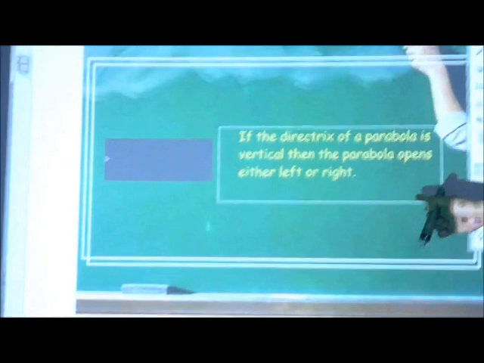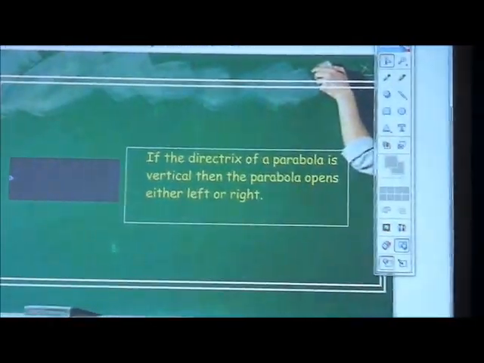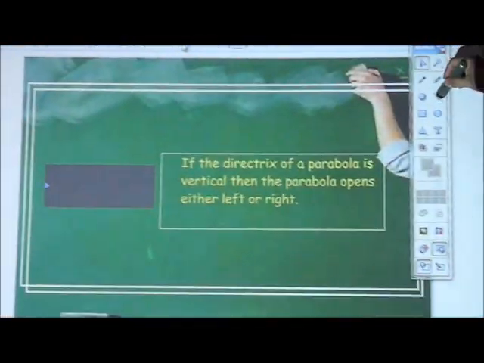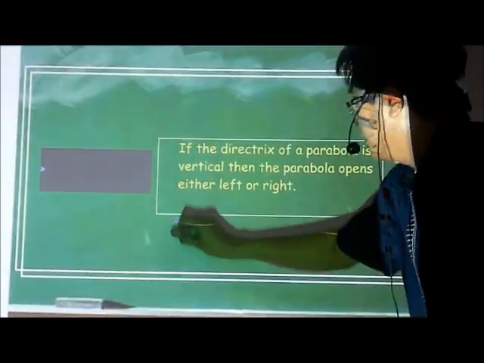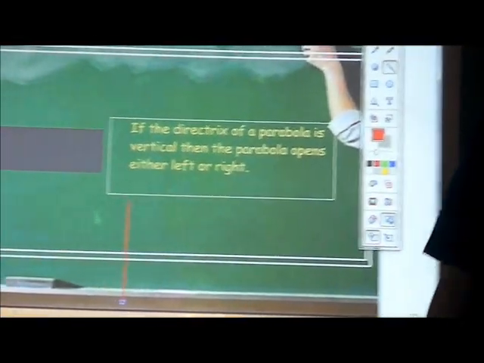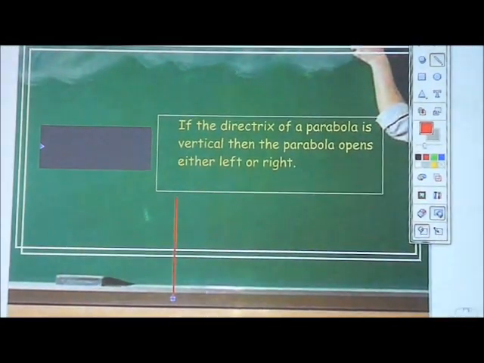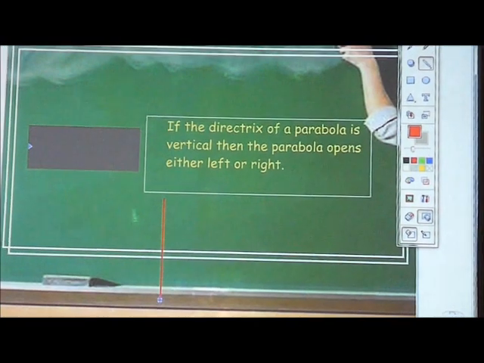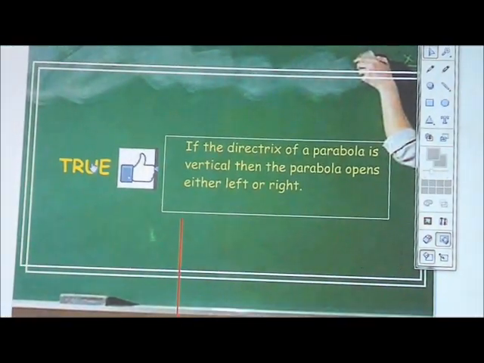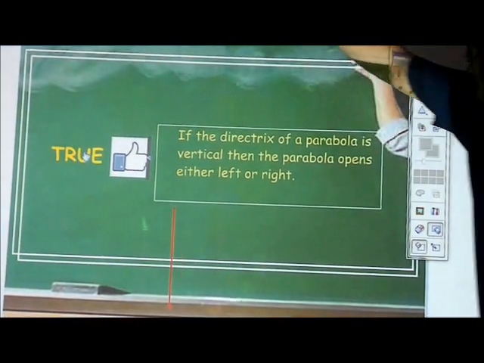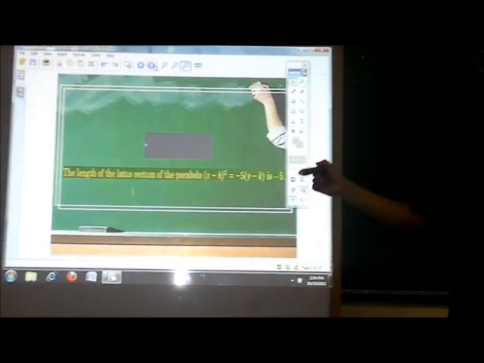If the directrix of the parabola is vertical, then the parabola opens either left or right. This is almost a bonus question. So you have a vertical directrix, and the parabola can only open in what direction? Either left or right. So that should be true. Okay, next. Yes, Mika.